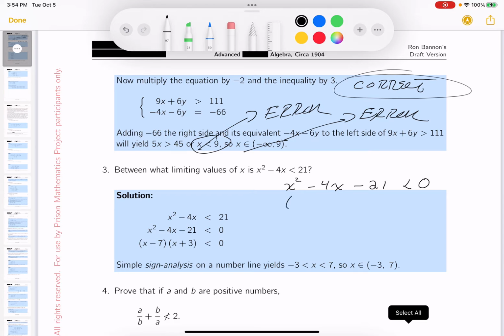The next thing I'm doing is going to factor it. X minus 7, x plus 3. Let's check it out. You get x squared, you would get minus 4x and you get minus 21. The next thing, I'm going to put the number line down. You're going to put the zeros down. The zero of the first factor would be minus 3. You know, so I'm putting a number line down. There's two numbers. The zero of the second factor would be 7.